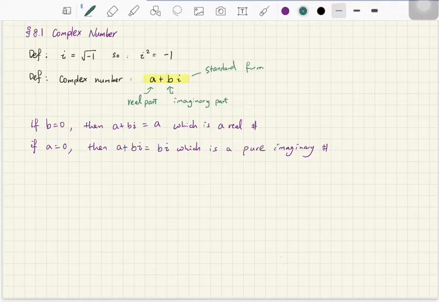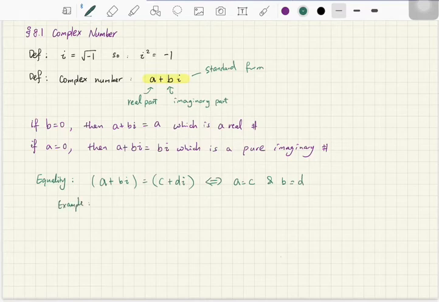When we're talking about complex numbers, we can compare any two complex numbers by asking whether they are equal to each other. If I want to say two complex numbers are equal, for example a plus bi equals c plus di, where those two are complex numbers, then a has to equal c, and at the same time b equals d. So for example, 2 plus 3i equals 2 plus 3i.